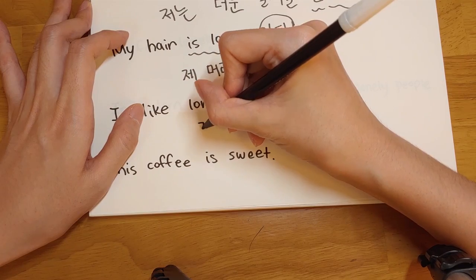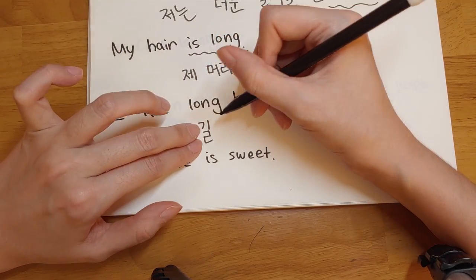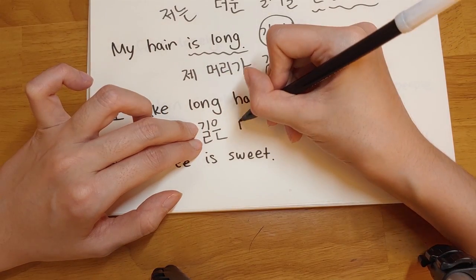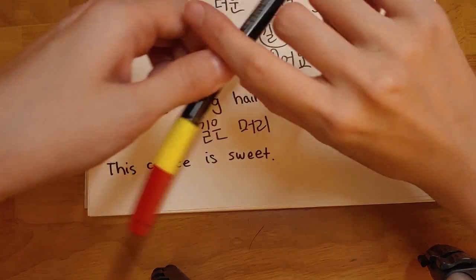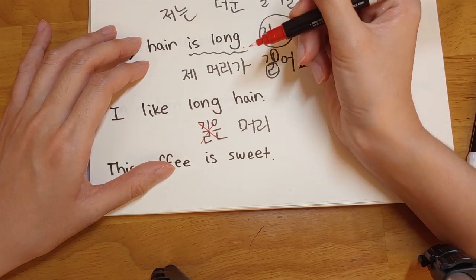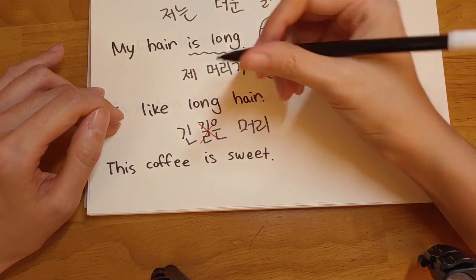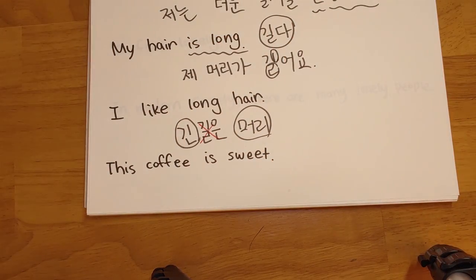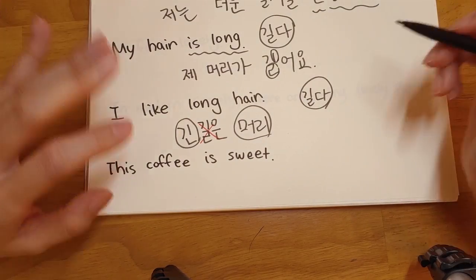So, if you follow the regular rule, it's 길, the stem, and then 은, right? So you might think it might become 길은 머리. However, this is actually wrong. And the correct form is 긴, 긴 머리. And why is that? Because 길다 is also an irregular form of an adjective.